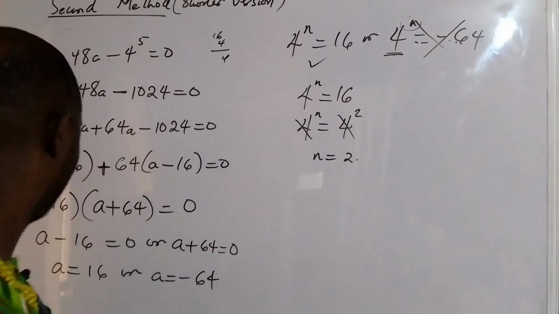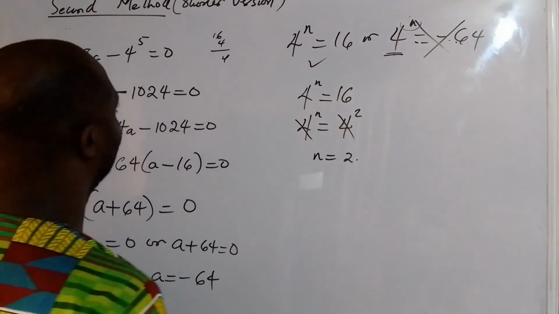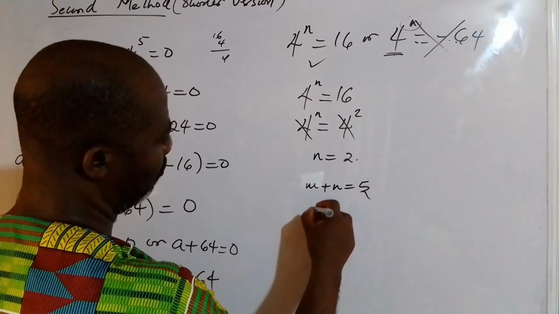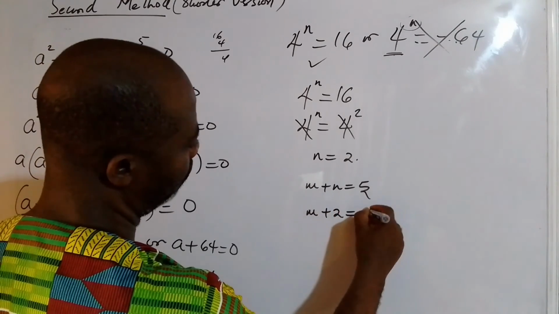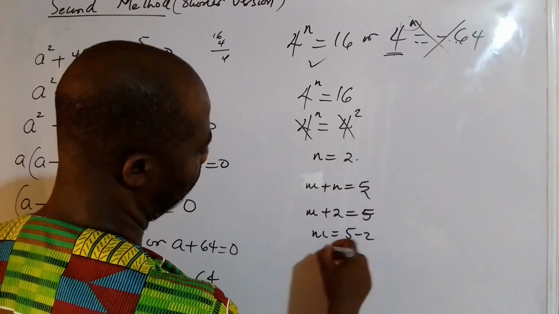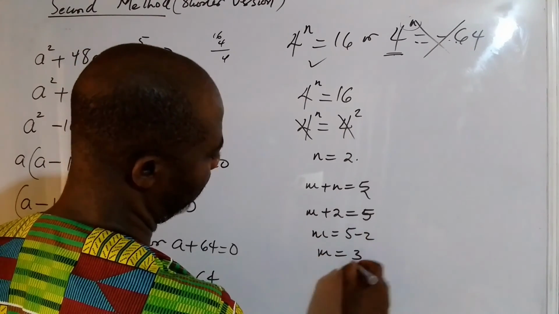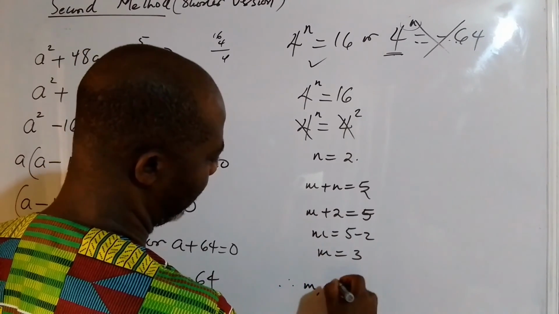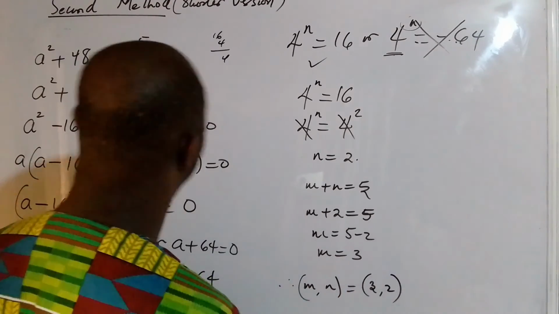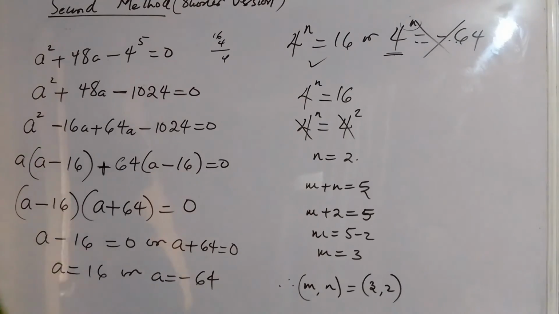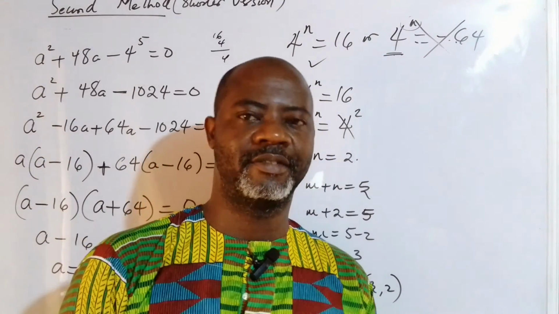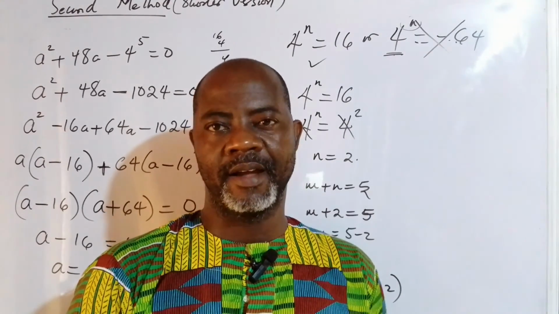If n is 2, and we already know that m plus n is 5, then m plus 2 is equal to 5. Therefore m is equal to 5 minus 2, so m equals 3. Therefore m comma n is 3 comma 2. So there you have it, guys. The solution, both the long version and the short version, give the same result.